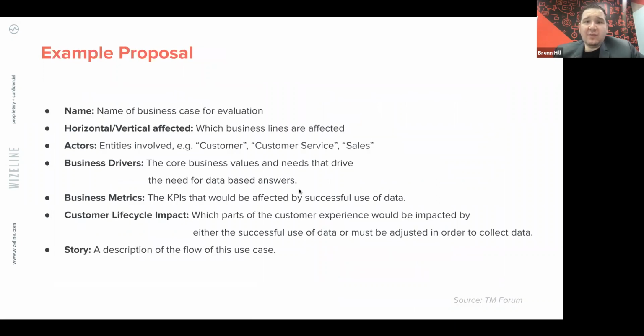So when you're doing this, we have an example proposal. After you get this recording, you can use this to write up an example for your company about what you should do. So give the name of your business case, the different verticals involved, and all the different actors and positions that may need to touch this data so that they can all be trained up. What are the drivers? What are the impacts? What are the KPIs that are going to be impacted by this data project? And what would be the effect on the customer lifecycle and the story of the data? How is this going to affect the business, and what will be the new story, the hopeful story, right?